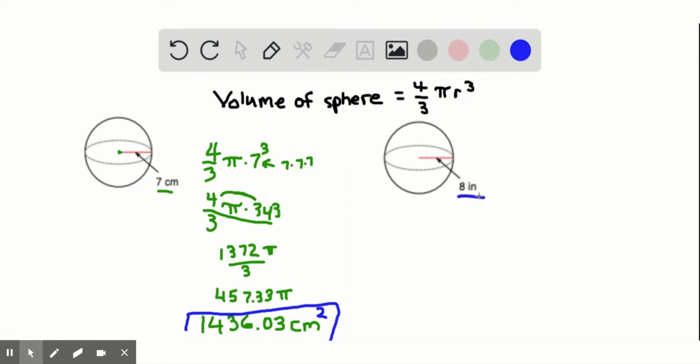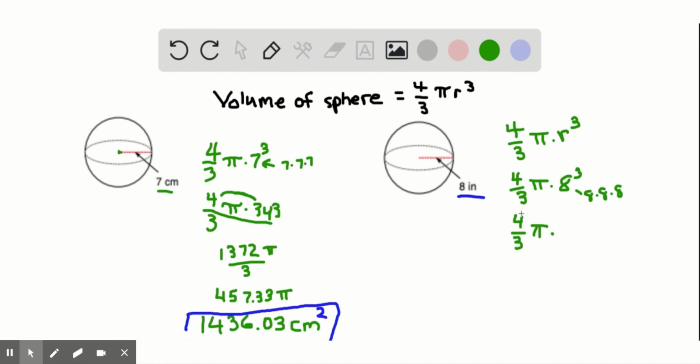For this one, our radius is 8. So we'll have 4/3 times pi times radius to the third power. And that radius we said just now was 8. 8 to the third power is going to be 8 times 8 times 8. So it'd be 4/3 times pi, 8 times 8 times 8, and I'm using a calculator, is going to be 512, right? So our next step is to have 4 times 512 times pi, then divide by 3.